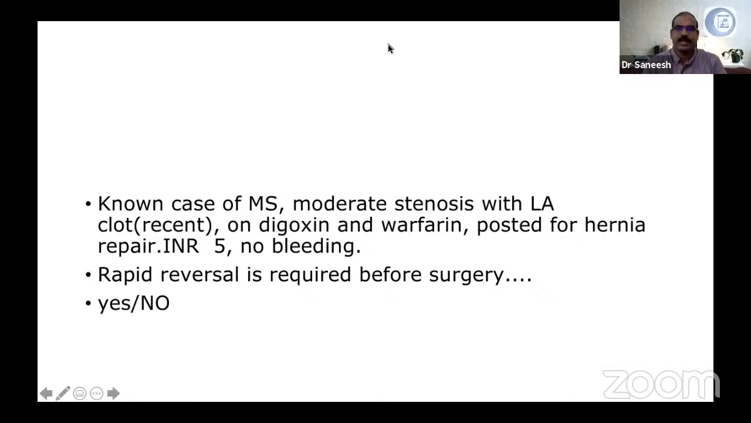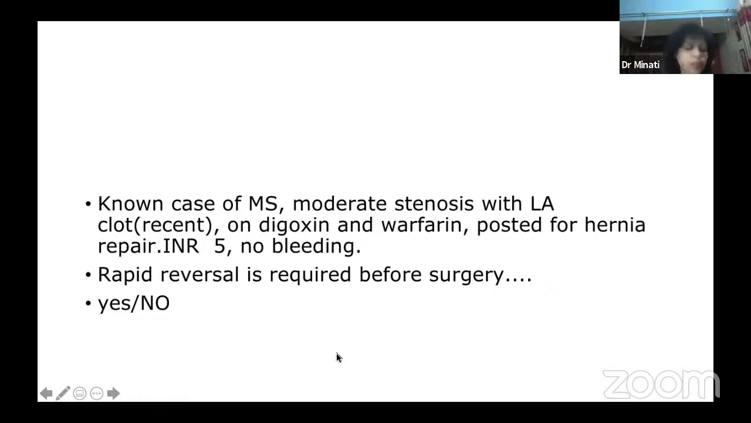I think the question is clear. The audience are answering. So I'll wait for another 10 seconds only because we have some more questions waiting. So this is the response. Dr. Minati, your take on it. 44% said yes, they want rapid reversal, but 56% say they don't want rapid reversal.